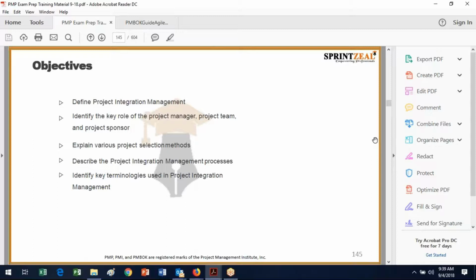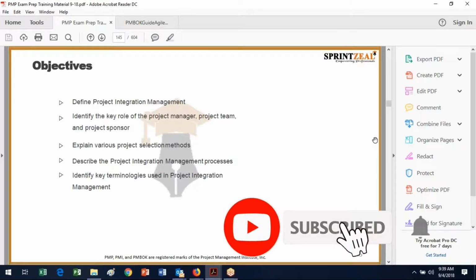So what we want to do is define project integration management, identify the key roles, explain the selection methods for projects, describe the integration processes, and look at key terminology. So we're going to get right to that.